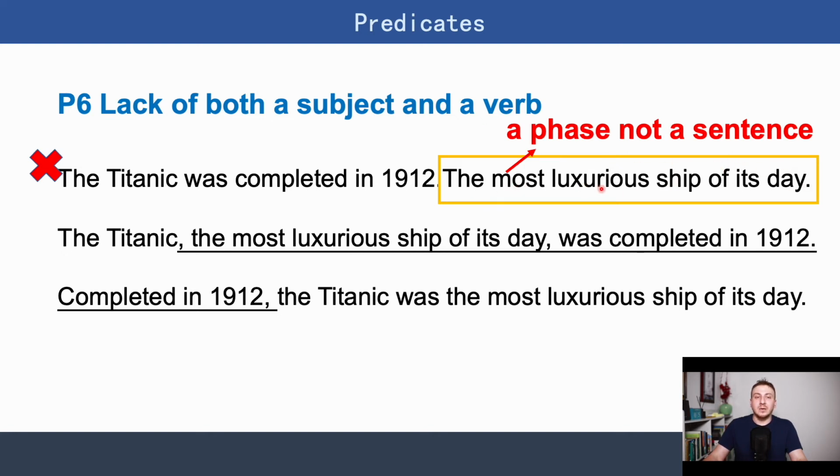Now, this phrase can act as an adjective, right? So, obviously, it can describe the ship, the Titanic. Okay, so the first solution to this one can be to write it like this. The Titanic, comma, the most luxurious ship of its day, comma, was completed in 1912. Or we can just use a phrase, completed in 1912, comma, the Titanic was the most luxurious ship of its day.